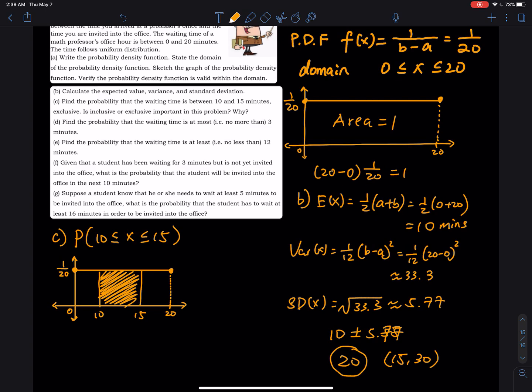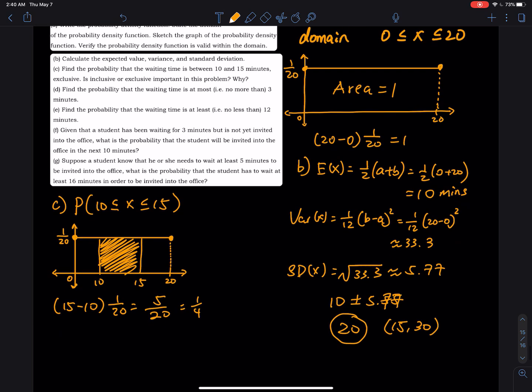So tell me, how do you find the area of a rectangle? Easy. You have the base, which is big number minus small number. You don't want to use small minus big, because area probability cannot be negative, always big minus small. And then you times the height of the rectangle, which is the PDF. So this is 5 divided by 20, or a quarter, right? Or you can approximate that to 0.25.